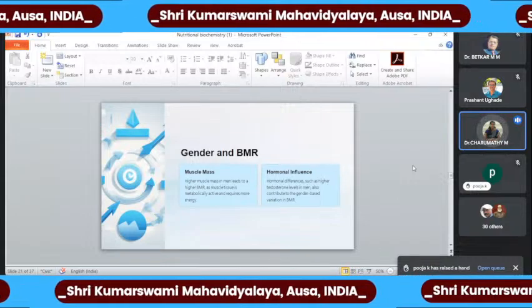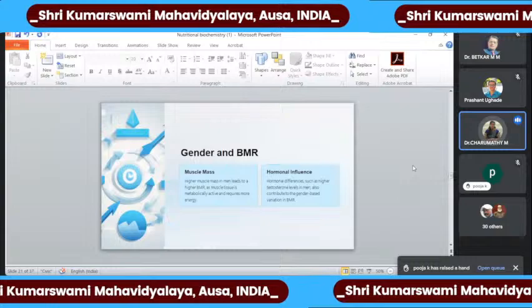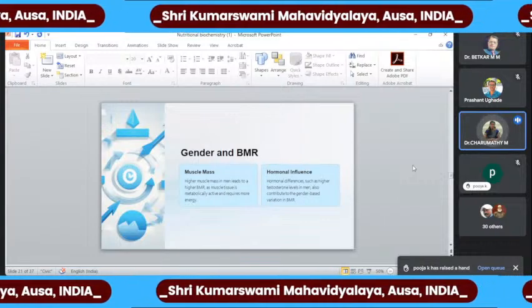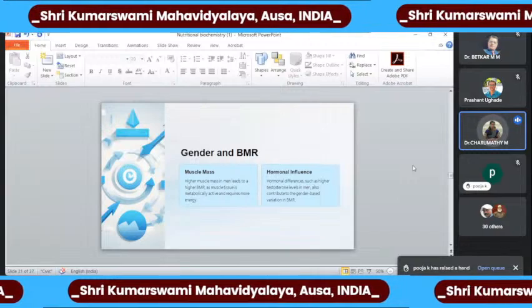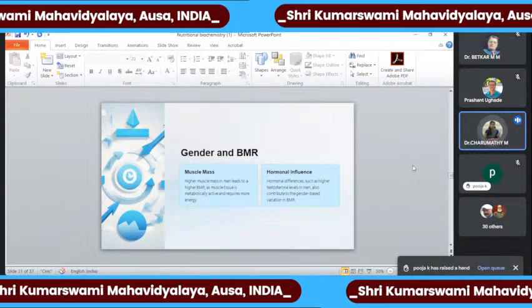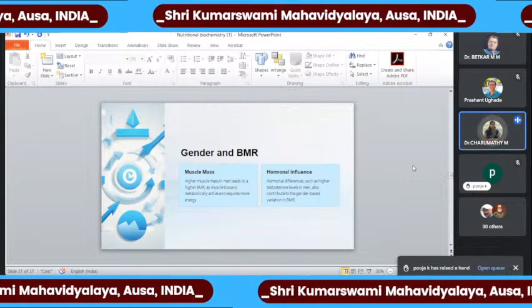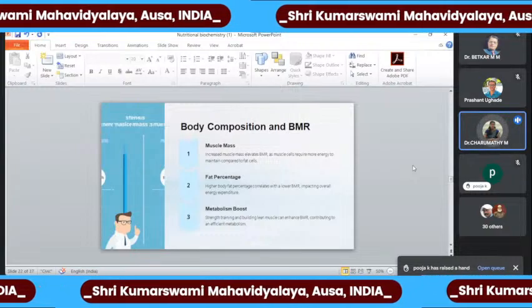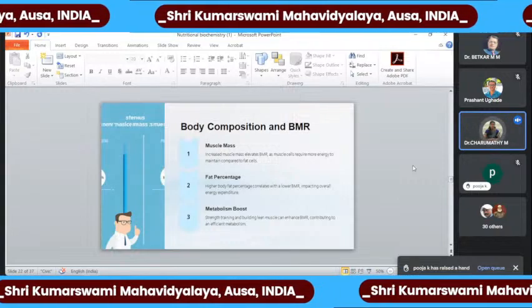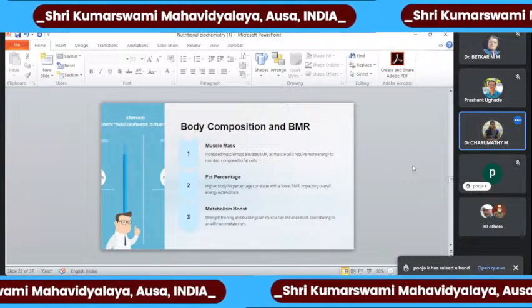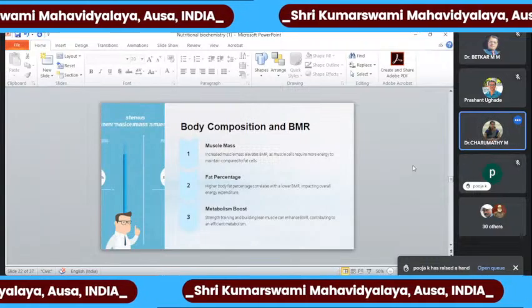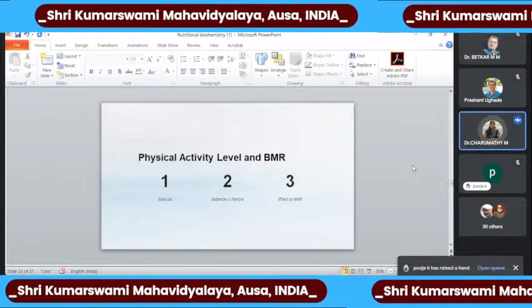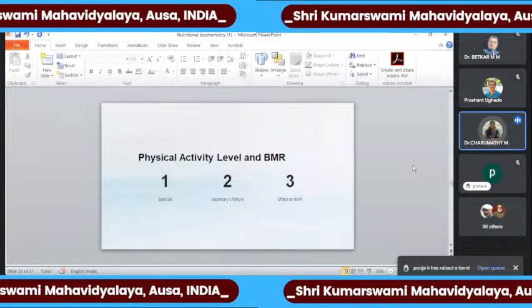Regarding gender, higher muscle mass in men leads to a higher BMR, as muscle tissue is metabolically active and requires more energy. There are also hormonal influences. Higher hormone levels are secreted in men, so there will be variation. Body composition, muscle mass, I already told you, and fat percentage also. According to the fat percentage, the BMR will differ. So we have physical activity level and BMR: exercise and sedentary lifestyle and their effect on BMR.